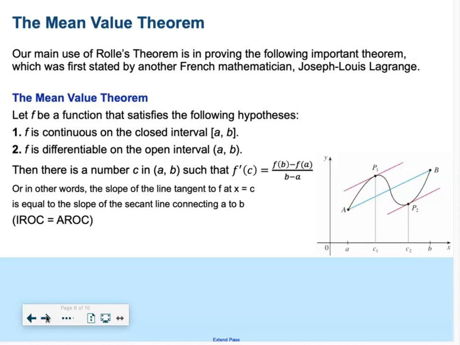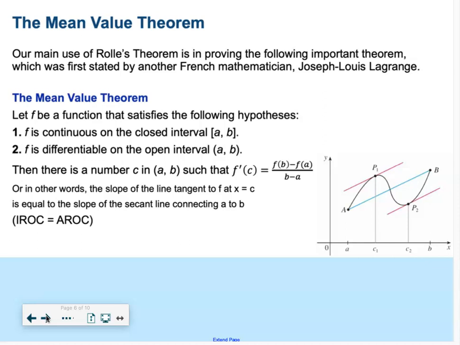The mean value theorem. Let f be a function that is continuous on the closed interval and differentiable on the open interval, and that's all that's required. So any function that is continuous and differentiable, then here's our conclusion: there is some number inside the open interval where the derivative equals this thing right here. What is f of b minus f of a over b minus a?